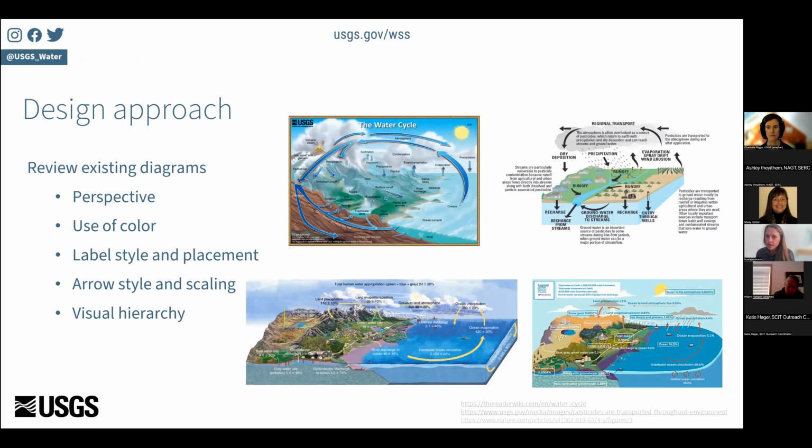All right, so how do we even start thinking about such a big project? At the outset, we began by reviewing existing diagrams, of course, of the water cycle, but also of other environmental processes, ones that occur across multiple scales, like the carbon cycle, nutrient cycling, pesticide transport, etc. We were looking at a few things in these diagrams, namely the use of perspective, how they use colors, how they chose to place and style labels, how they drew arrows, and how they made use of visual hierarchy.